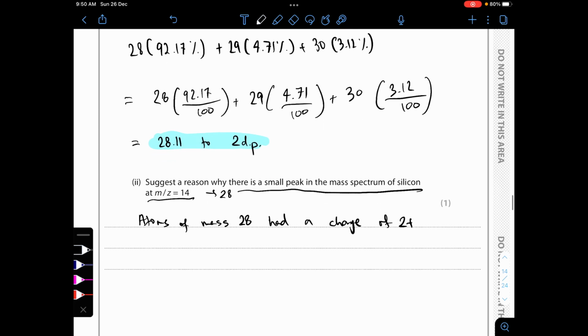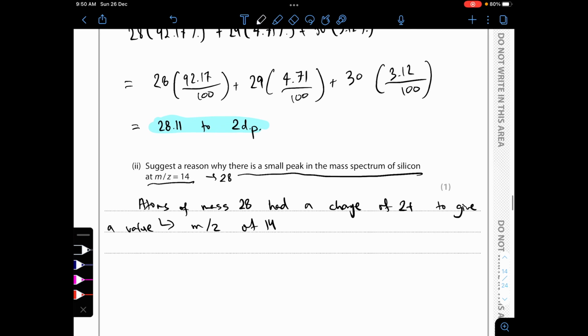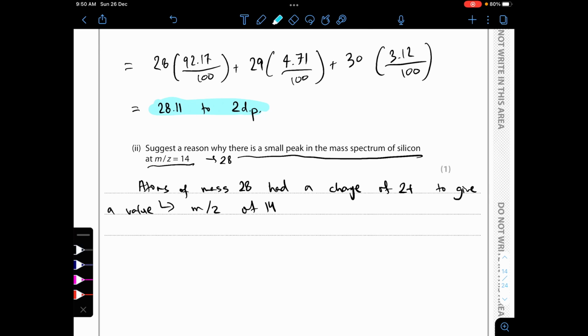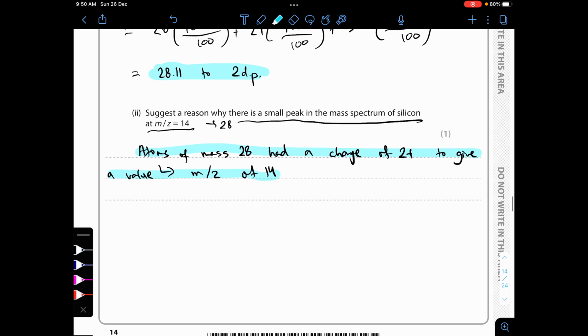Because it had a charge of 2 plus, it would have deflected to give us an m/z value of 14, because 28 divided by 2 is 14, m divided by z. So that's one suggestion. If you have any other suggestions, I think they'll be equally sufficient, but I think this is the best suggestion you can talk about so far.